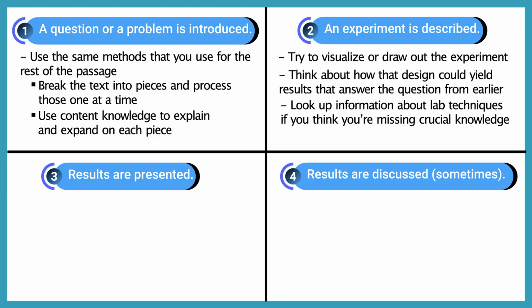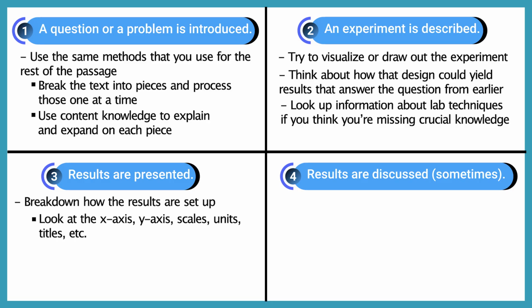Once you feel like you understand the experiment, look at the results. Pay extra attention to how the results are set up, so look at things like the x-axis, the y-axis, scales, units, titles, or anything else that helps you understand the presentation of the results before looking at the actual data.